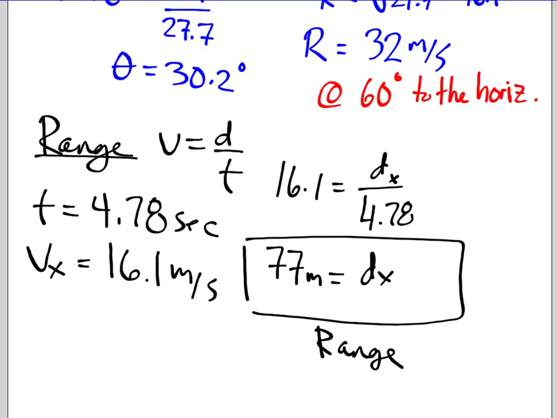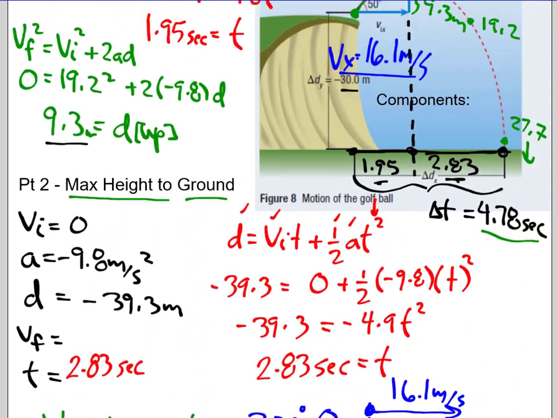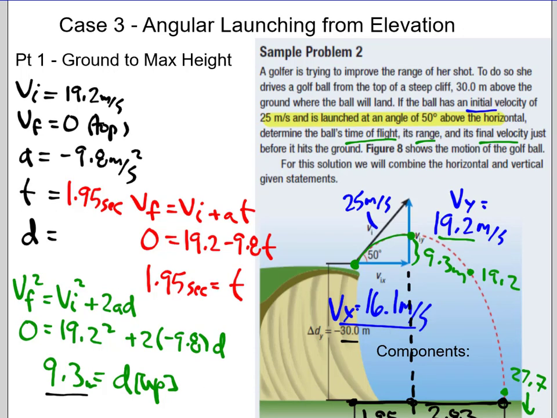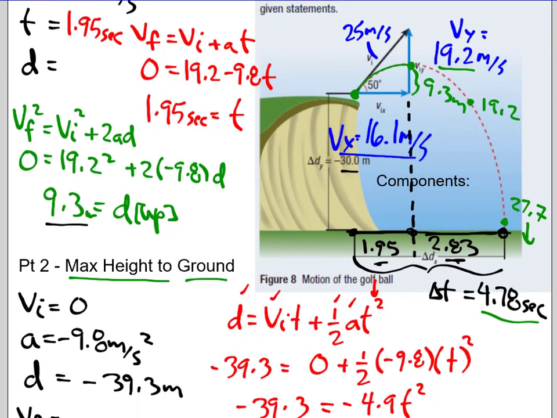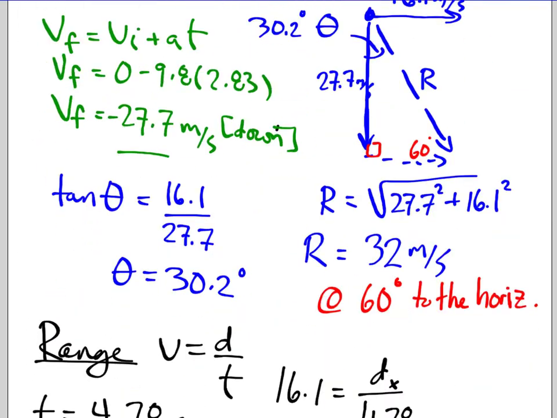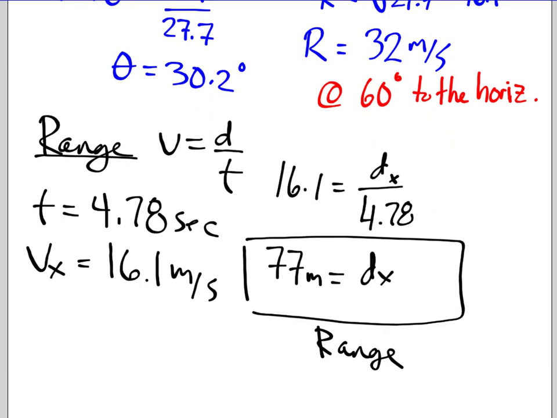Okay, so there's lots going on there. I fully expect you to have to pause that, rewind, scrub back and forth. But again, it's breaking the problem down into smaller parts. Go from vertical and horizontal, separate the thinking. Break it up from ground to max height to ground. Find all the missing pieces. And then the last part is the horizontal and the range, and that brings it all together.